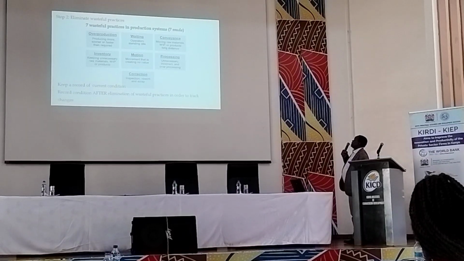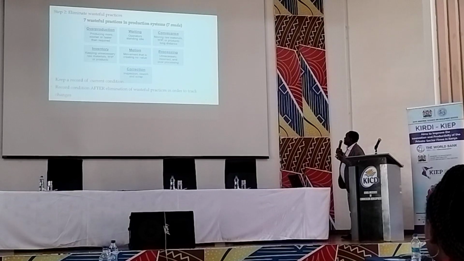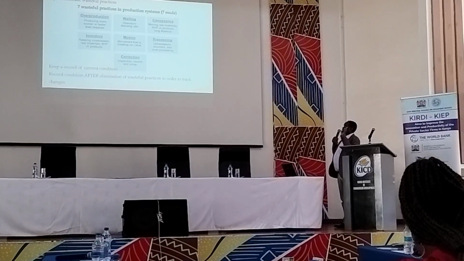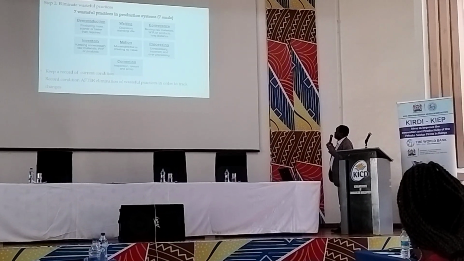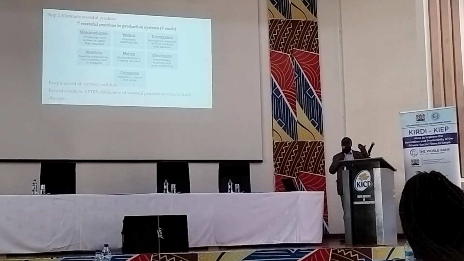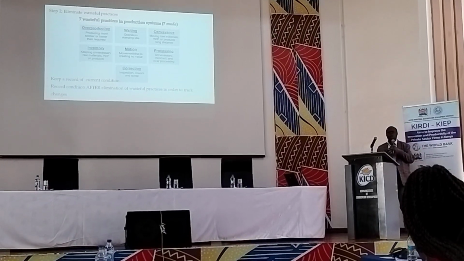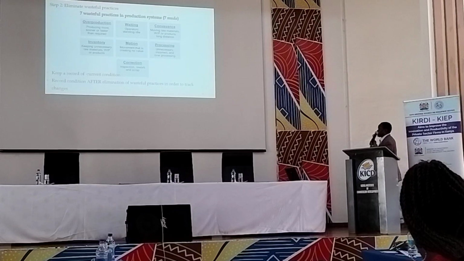Then we have got the sixth waste, which is of transportation, that is moving raw materials long distances. And the seventh one is that of processing, that is doing an unnecessary process, or over-processing. You don't need to over-process. Just do what the customer is paying for. Next slide.